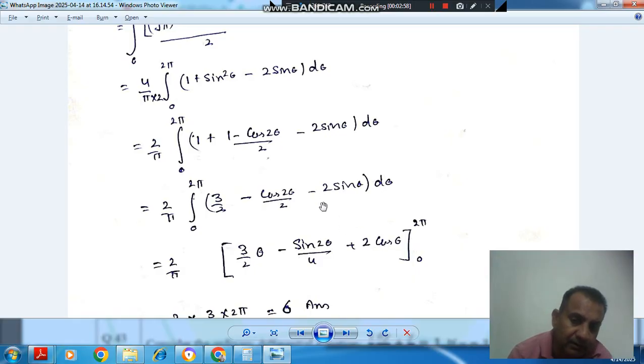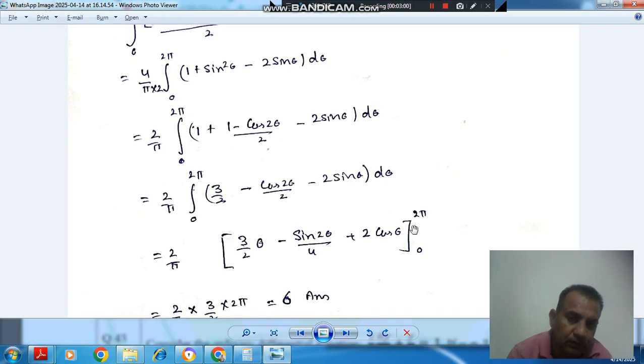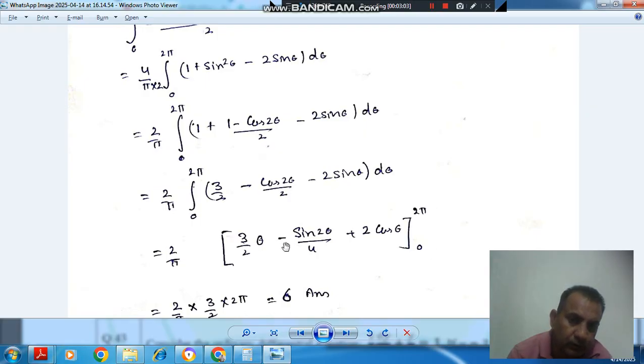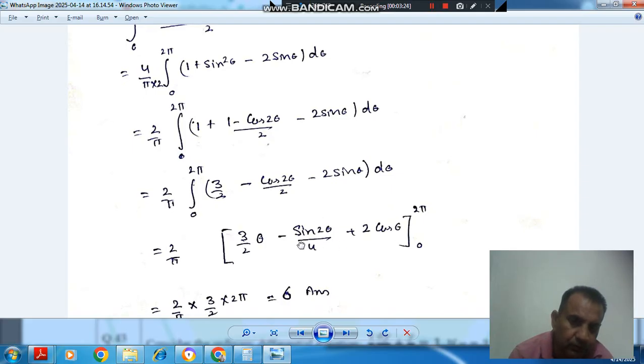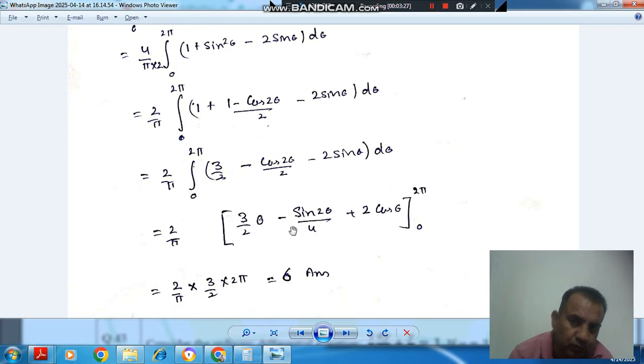Now the limits are 2π to 0. If we put the limits here, this will come as 0. This will also come as 0, because this will complete 2 cycles, 0 to 720, and this will complete 1 cycle, 0 to 360. So if we put the limits, they will become 0. So this will be 2π, θ will be 2π, and minus 0, so we can write it as 2π.